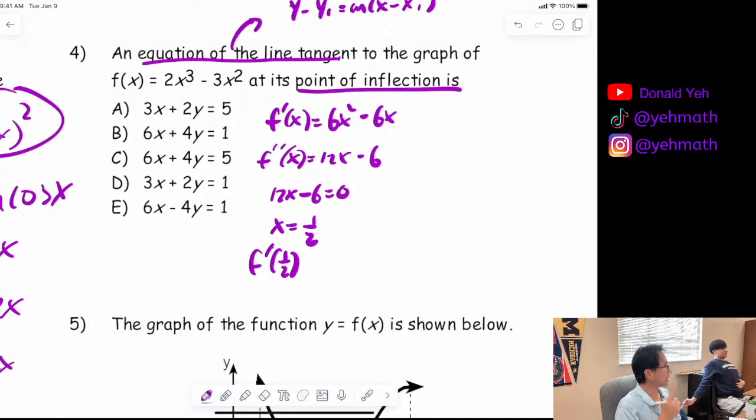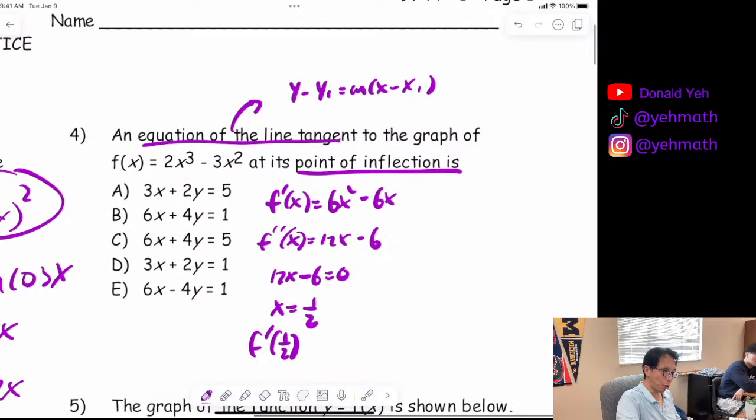I'm going to find out the slope because I can plug in the derivative to figure out slope, because I only got this information so far. I still need this and I still need this. Why? Because you need a slope, right? So what's the best way to find slope? Plug in the 1/2 into the slope equation, which is f prime of x.